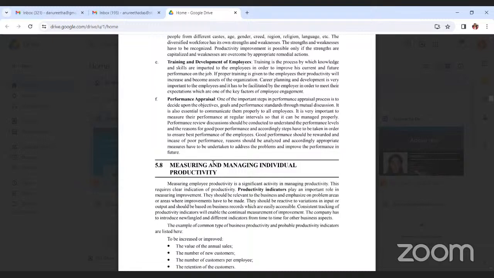Training and development of employees. I think even in factors, in all the above points, training plays a very important role because this point is repeated everywhere. Training and development of employees is how well you can increase their productivity, how well they excel in their fields. If they excel in their fields, they are able to meet standards, they're able to meet expectations.